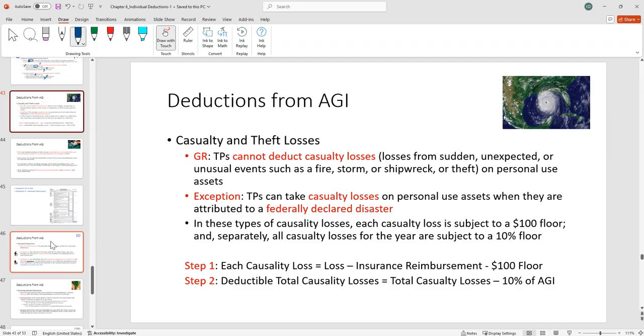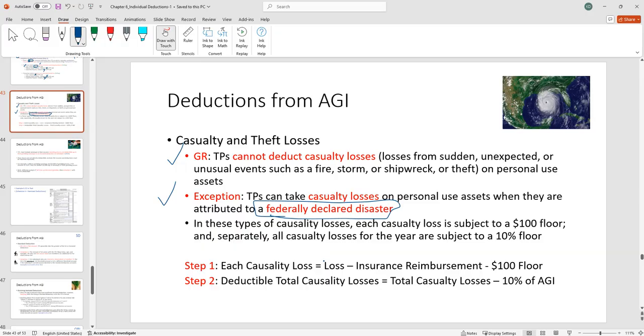Continuing. Casualty and theft losses. As a general rule, you're not going to be able to deduct casualty losses. So your car is destroyed in a flood. Your house is destroyed in a tornado. Sorry, you don't get anything from the tax code. The exception is, say it's a federally declared disaster. It's Hurricane Katrina. The president says, hey, this is a disaster. My house is destroyed. In that case, you can deduct it, but there are rules here.